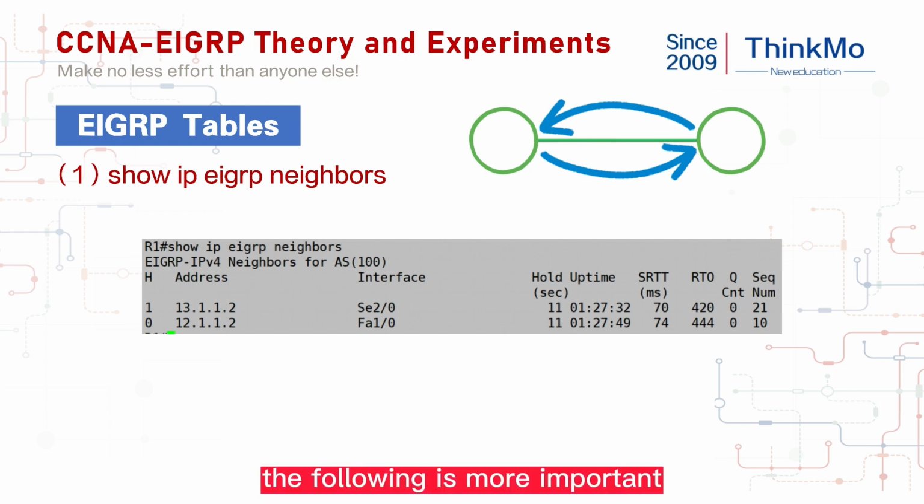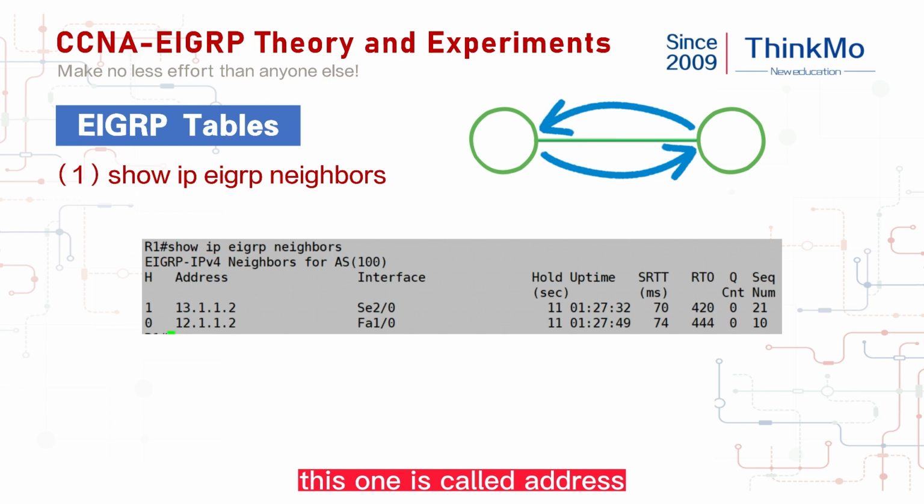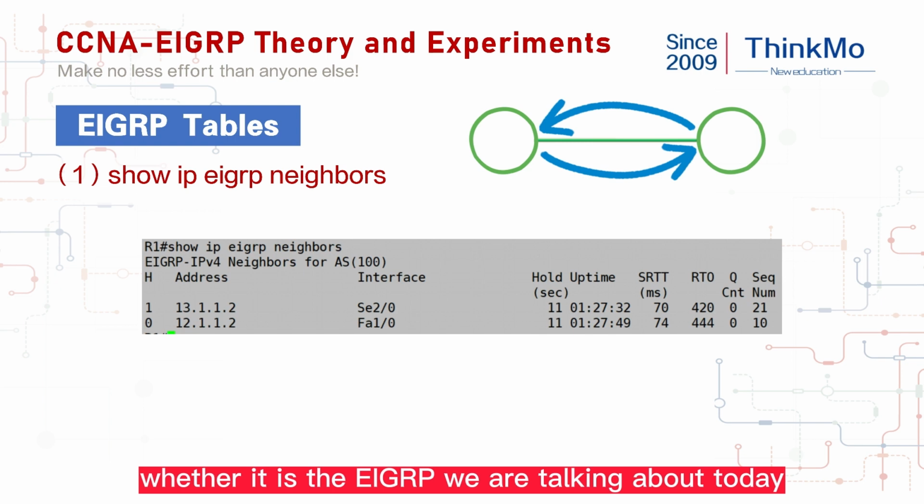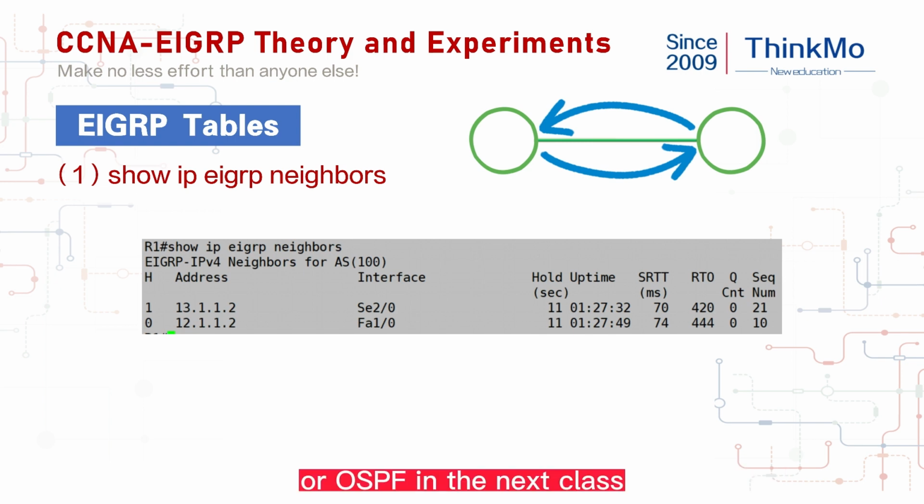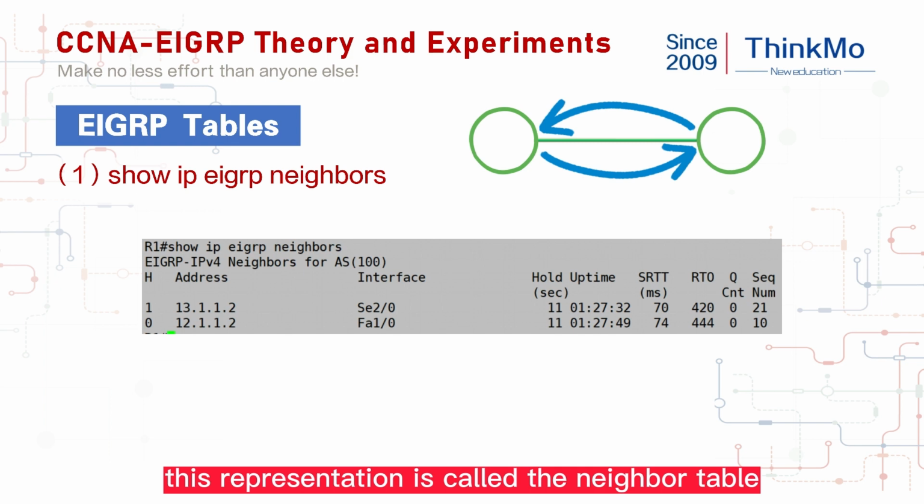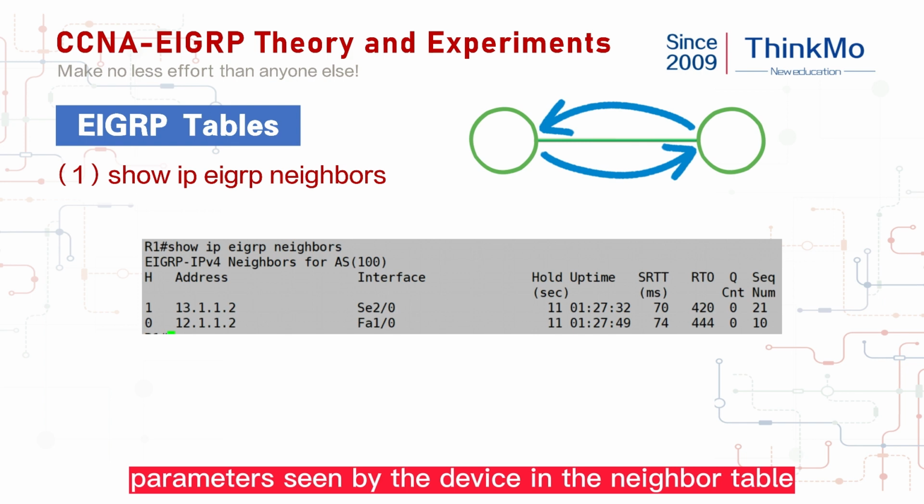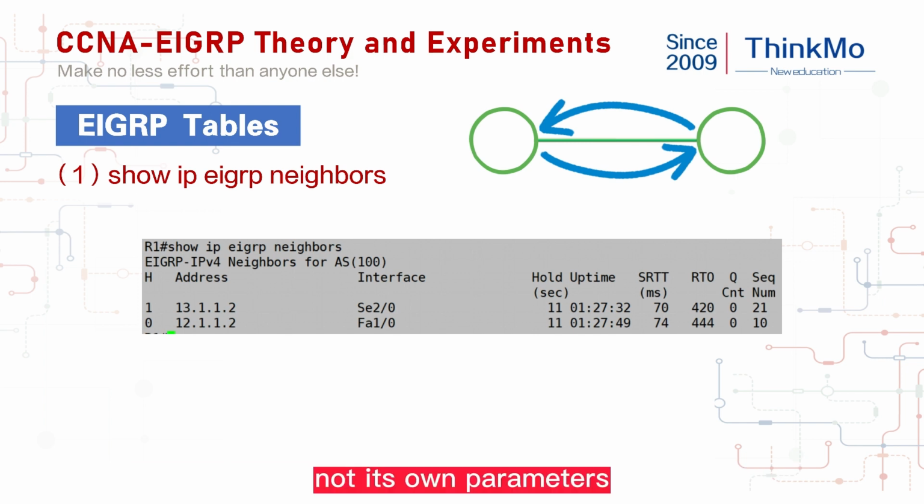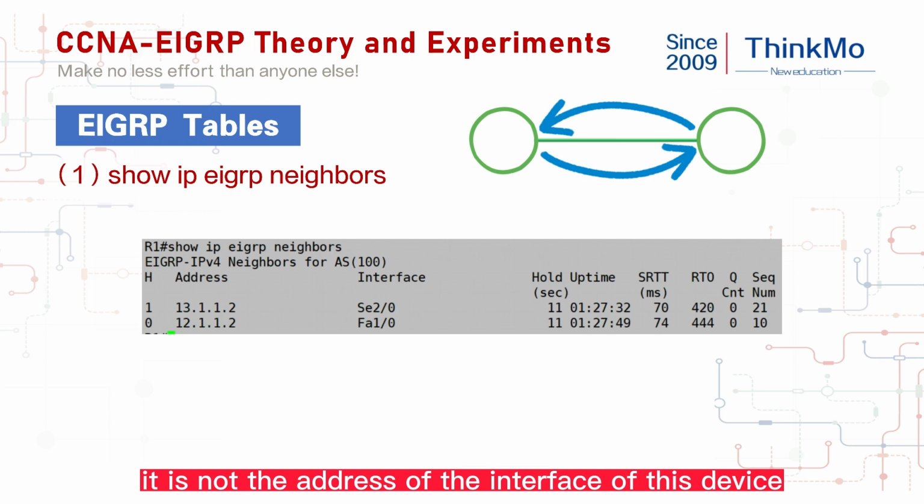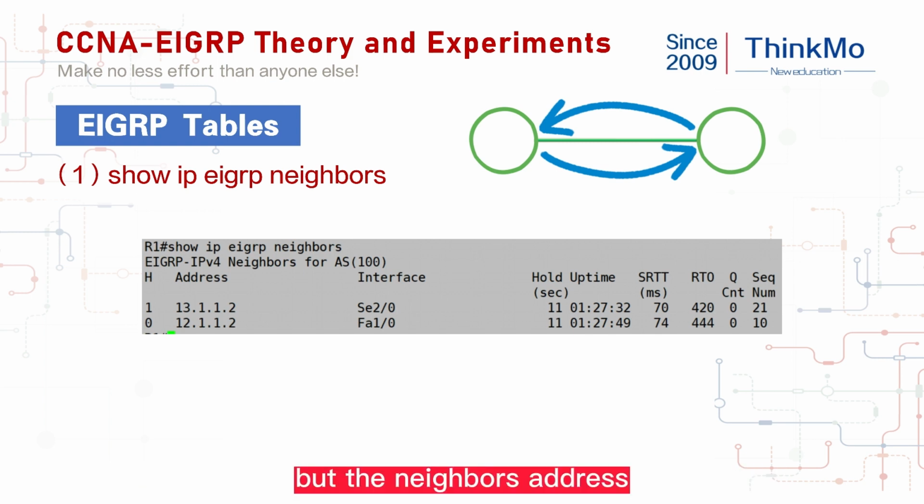The following is more important. This one is called address. Please be careful. Whether it is the EIGRP we are talking about today, or OSPF in the next class, this representation is called the neighbor table. There is a very important phrase in the neighbor table: it shows the neighbors the device sees. That is, parameters seen by the device in the neighbor table. Not its own parameters, but the parameters of the neighbors. So this address is not the address of the interface of this device, but the neighbor's address.